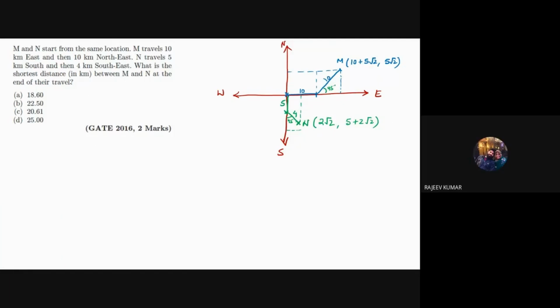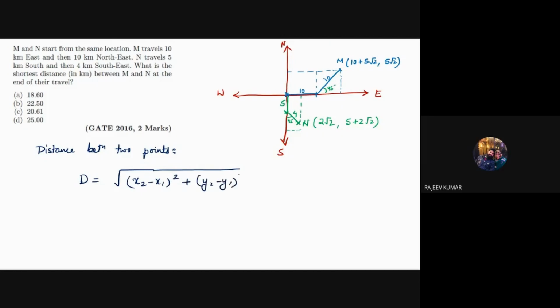Now you need to find out the distance between 2 points, और इन दो points के coordinates हमको दिए हुए हैं. So you'll be using these two coordinates to find out the distance. So distance will be equal to under root of x2 minus x1 whole square plus y2 minus y1 whole square.